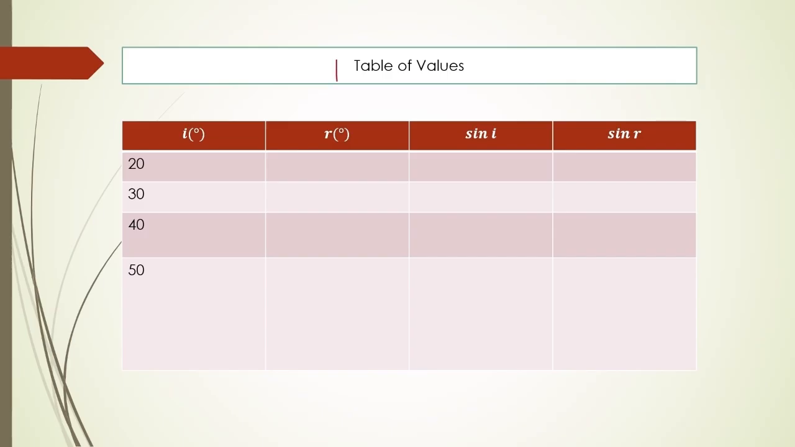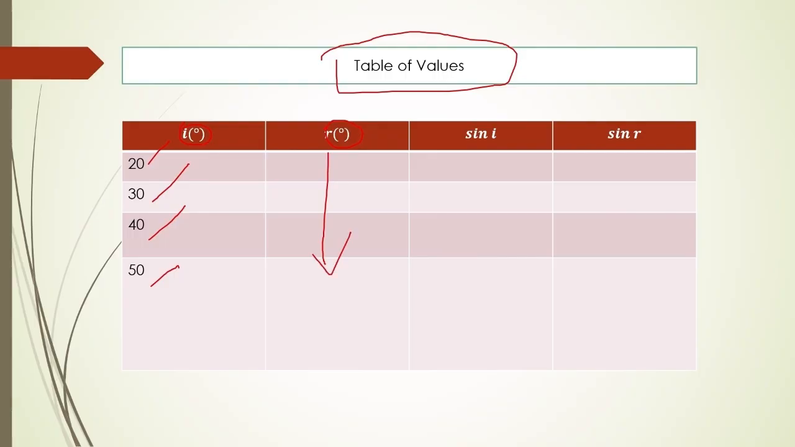Now on our table of values, we have started with angle I to be 20, then we have gone to 30, 40, and 50. This I is the angle of incidence in degrees. Then you have also measured your angle R, and you have recorded them down here.